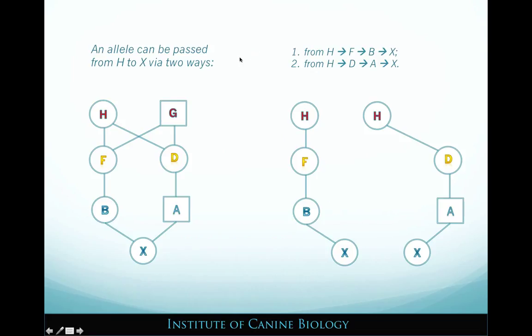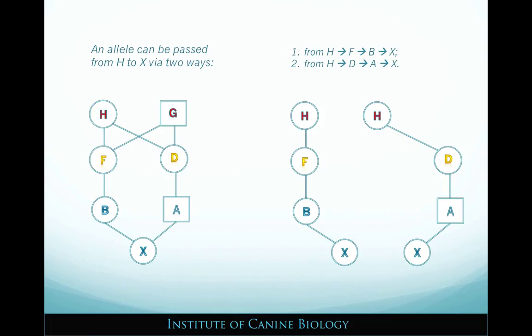Now, if we look at the whippet pedigree again, we can see that an allele can be passed from H to X 2 ways. Once through F, and once through the sibling D, this way. So I've redrawn these paths separately so they're clear. One of them is H. This one here is H to F to B to X, and alternatively, that allele could go from H to D to A to X.